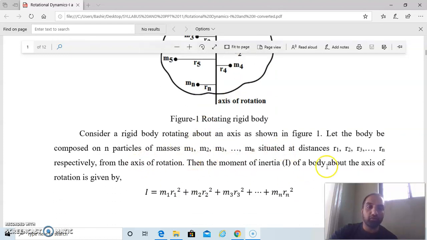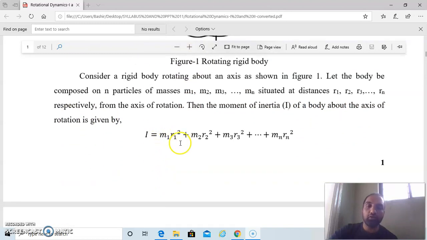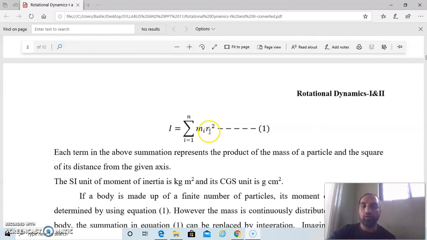Now the total moment of inertia of the body about the axis of rotation is given by I is equal to m1 r1 square, the moment of inertia of the first particle, plus m2 r2 square, the moment of inertia of the second particle, plus m3 r3 square for the third particle, and so on up to mn rn square for the nth particle. The summation of all these gives the moment of inertia of this body about the axis of rotation. So we can write the equation: I is equal to summation, i equals 1 to n, of mi ri square. Each term of this summation represents the product of the mass of the particle and the square of its distance from the axis of rotation.